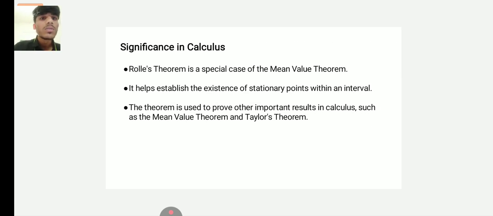Significance in calculus. Rolle's theorem is a special case of the mean value theorem. It helps establish the existence of stationary points within an interval. The theorem is used to prove other important results in calculus such as the mean value theorem and Taylor's theorem.